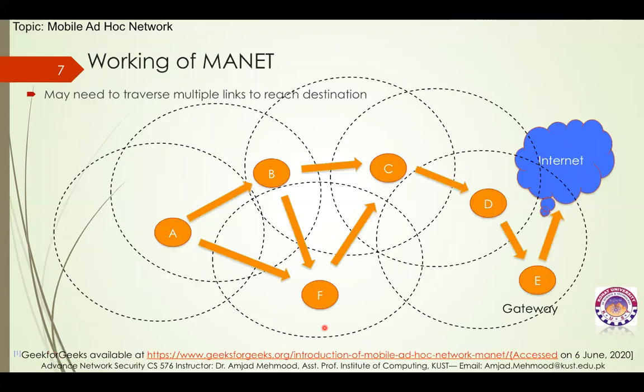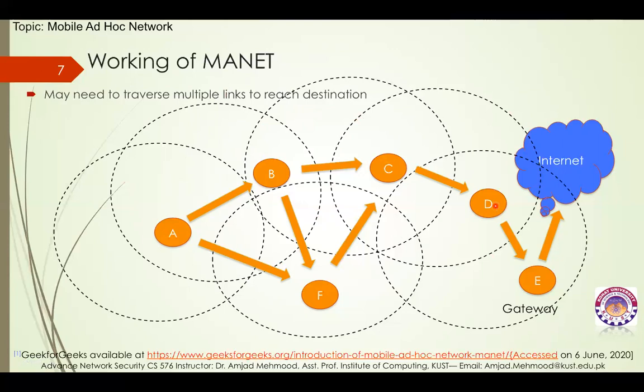This is the working of MANET, how MANET works. Here you can see that we have a node, and this node has this transmission or communication range. B has this communication range, and C has this communication range, and D as well. So each node has its own communication range.